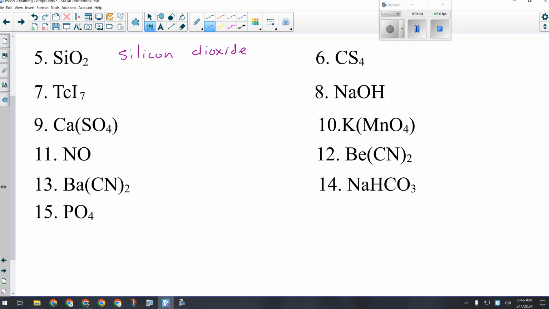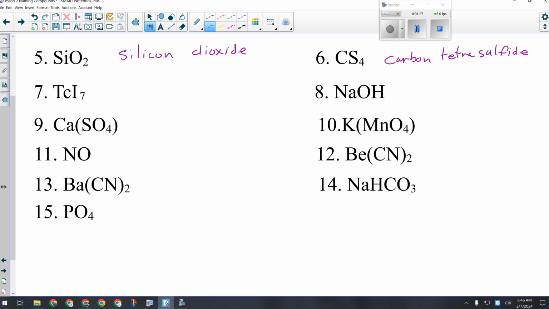And then for number 6, I've got carbon, which is metal or nonmetal? Nonmetal. And sulfur, also nonmetal, so this is ionic or molecular? Molecular. So I follow those rules. Carbon doesn't need a prefix, but sulfur does. Tetrasulfide. Okay, questions on those 2?